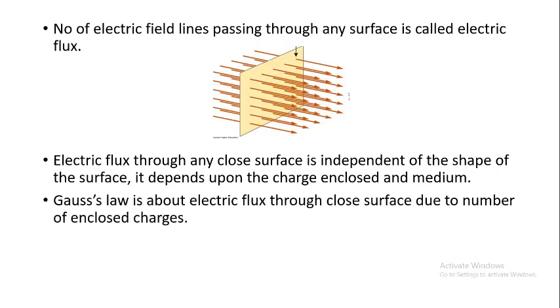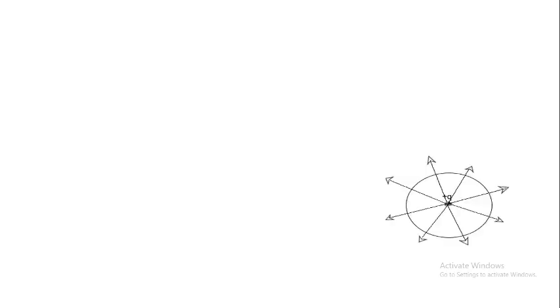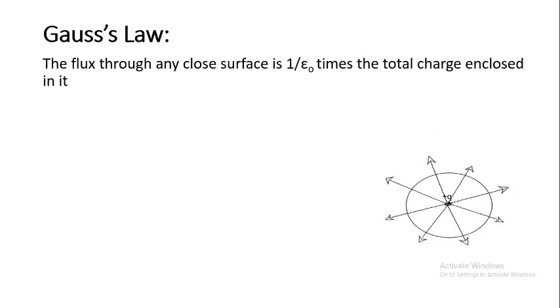Gauss's law is about electric flux through a closed surface due to a number of enclosed charges. If a closed surface contains a number of charges, then total electric flux due to all these point charges can be calculated by Gauss's law. We can define Gauss's law. The flux through any closed surface is 1 over epsilon naught times the total charge enclosed in it.